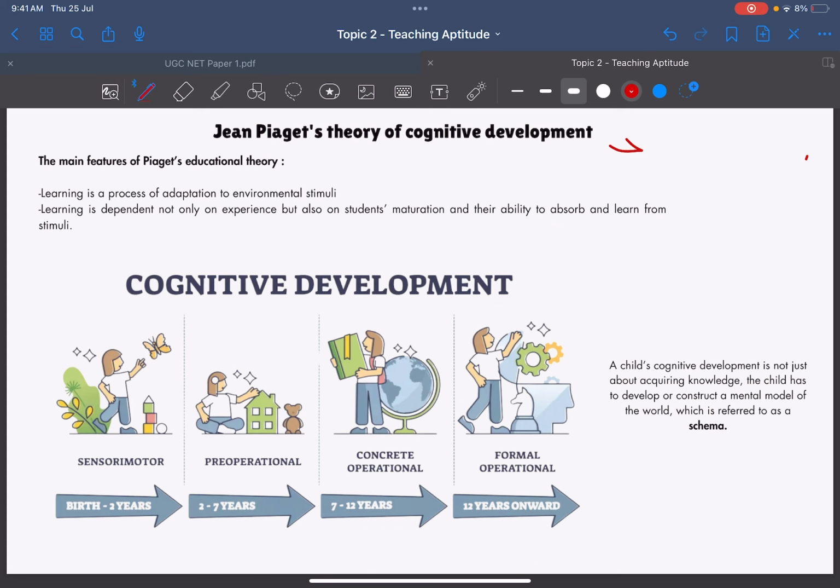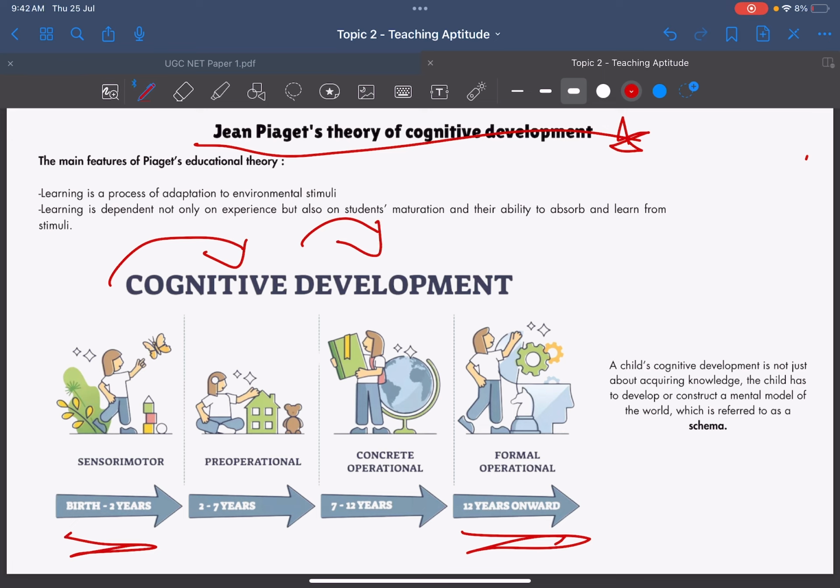Alright, this is again a very important topic where some of the questions in the past couple of years have been asked from it. Jean Piaget's theory of cognitive development, and it covers from birth to 2 years old to 12 years old, and how our cognitive development works as a kid to a teenager. So the main gist that you'll have to learn is learning is a process of adaptation to the environment. Okay, how does a kid learn? He's learning to adapt to the environment.